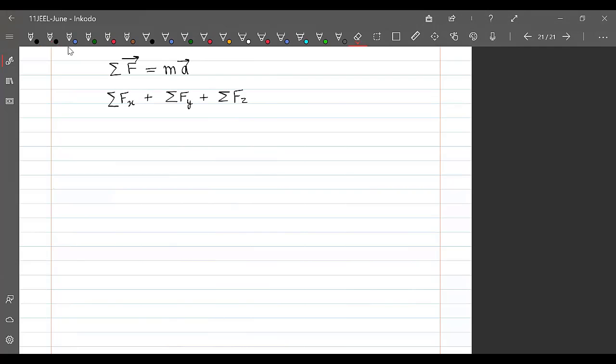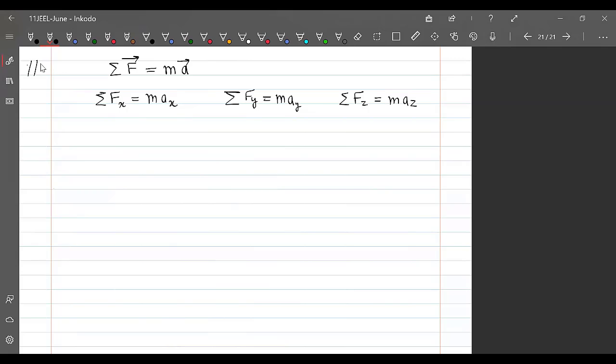I can remove the vector, it's already Fx, Fy, Fz. That will be equal to mass into acceleration in x direction plus acceleration in y direction plus acceleration in z direction. तो तीनों का acceleration सिर्फ x, y, z individual forces पे ही depend करेगा. So I can write it like this: summation of forces in x direction is equal to mass into acceleration in x direction. Summation of forces in y direction is equal to mass into acceleration in y direction. Then summation of forces in z direction is equal to mass into acceleration in z direction.